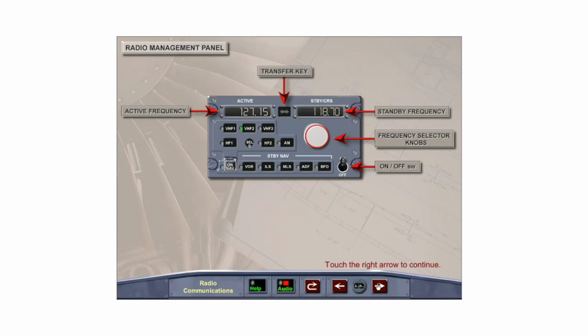The on-off switch controls electrical power to the RMP panel. The frequency selector knobs are used to select the radio frequency. The outer knob controls whole numbers, and the inner knob controls the decimal numbers. When a new frequency is selected, it is displayed in the standby window. Pressing the transfer key transfers the standby frequency to the active window and the active frequency back to the standby window. Touch the frequency selector knob to select a new frequency, then the transfer key to transfer the new frequency to the active window.